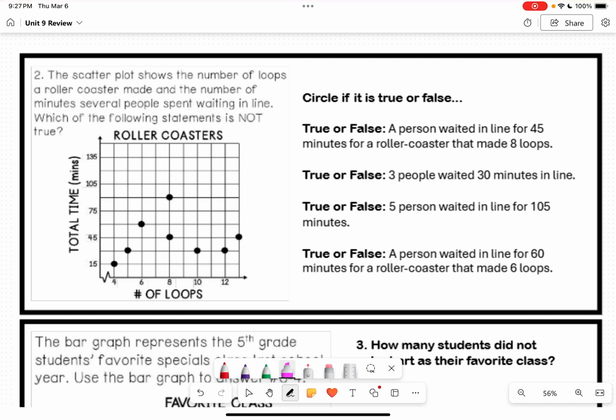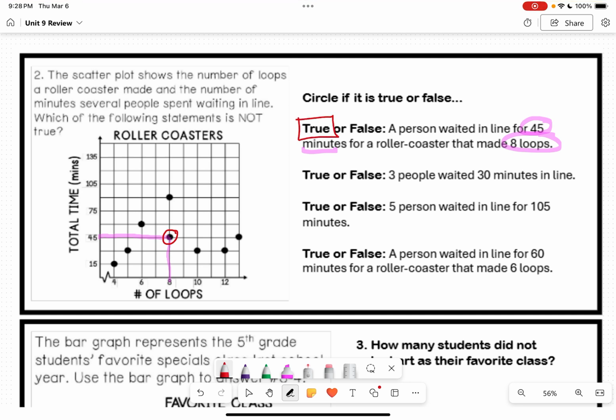Okay. All right, so I'm going to read the statements and we're going to see if they are true or false. The first one says, true or false? A person waited in line for 45 minutes for a roller coaster that made 8 loops. So I'm going to look for 45 minutes and 8 loops. Okay, so I have 8 loops here and I have 45 minutes here. It says a person did that. Is that true? Yeah, there's a dot right there. That shows that someone actually did that. They waited 45 minutes for a roller coaster that did 8 loops. So this is true.